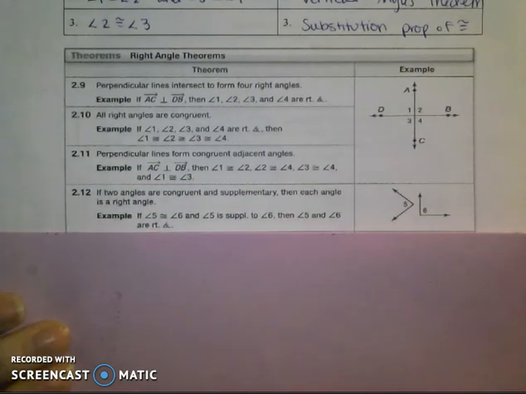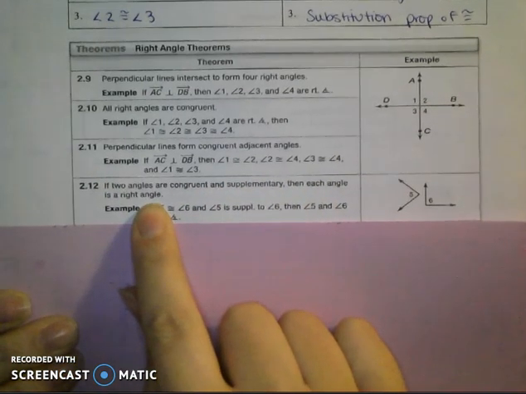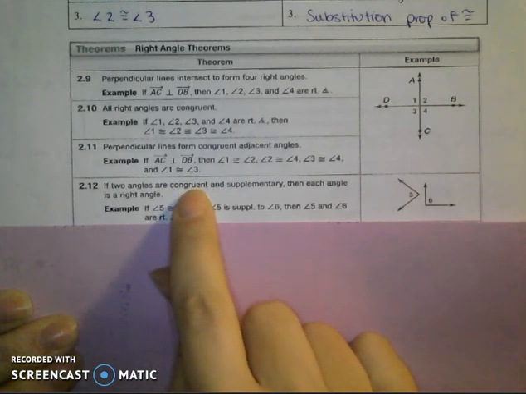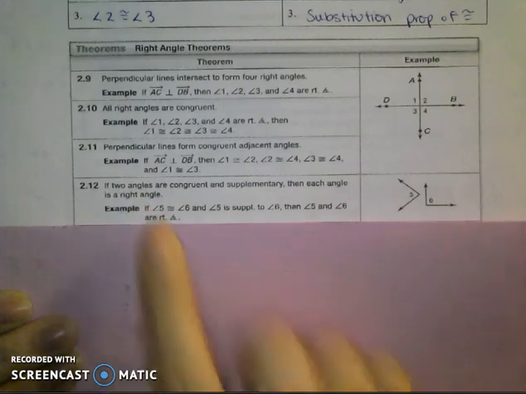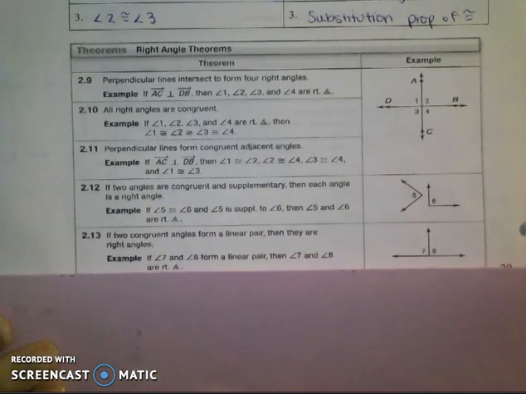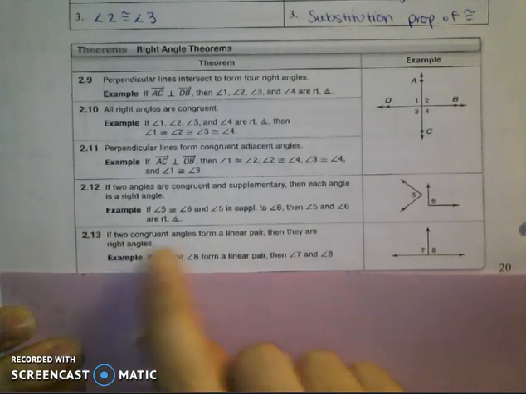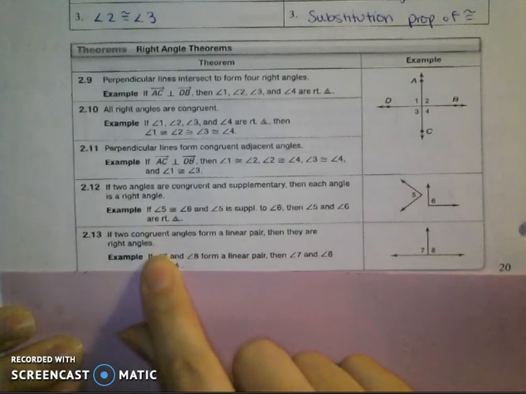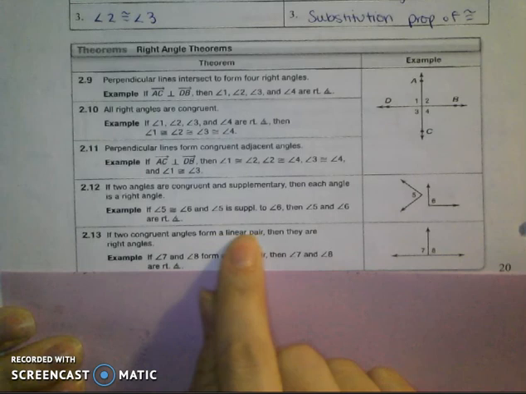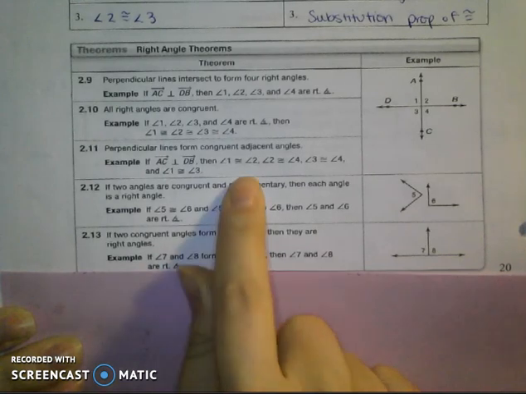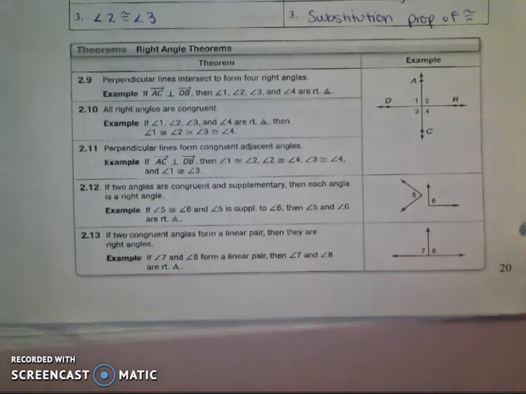We also know that if two angles are congruent and supplementary, then each angle is a right angle. So think about that one. If they're the same and they add up to 180, well then they must be right angles, right? And if two congruent angles form a line, then they're right angles. Very similar to that one. But again, with this one, two congruent angles forming a linear pair, which we know linear pairs are supplementary, but we've got to write both, then they're also right angles.